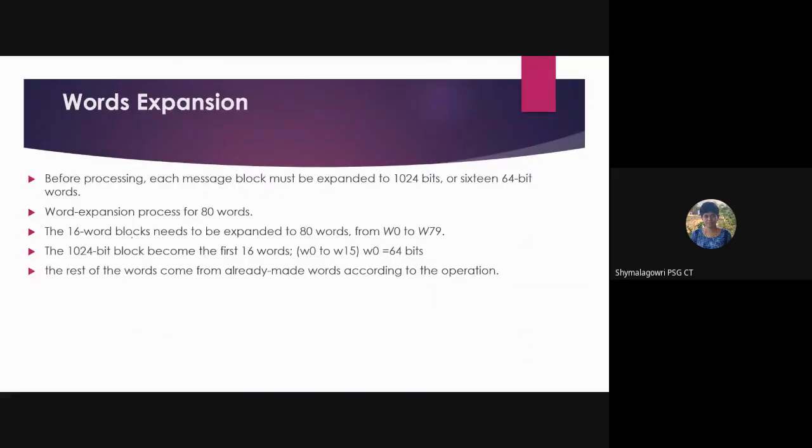Whatever is in the current block is 1024 bits. That we are going to split and form the first 16 words, because 1024 divided by 64 will be 16. So word 0 to word 15 will be obtained from the given current block. The current block is split into 16 chunks. The first chunk is going to be word 0, the second chunk is going to be word 1, and till the last chunk will be word 15. But we still need a few more words, because totally we need 80 words. How are we going to generate the remaining words? For that we will follow an operation.